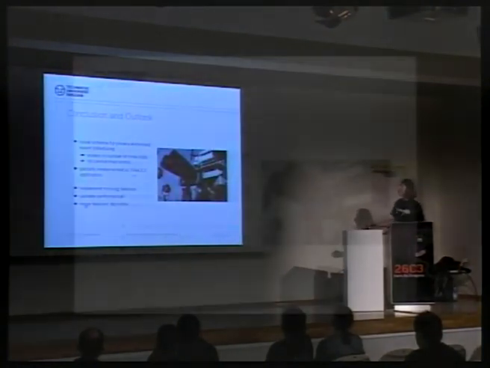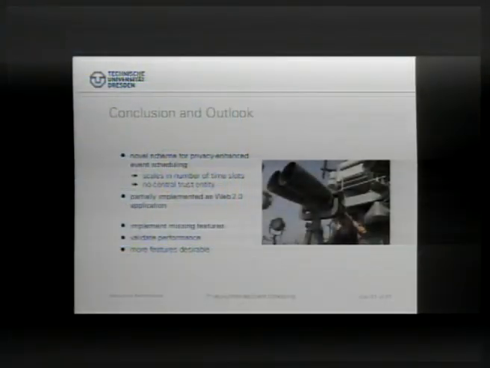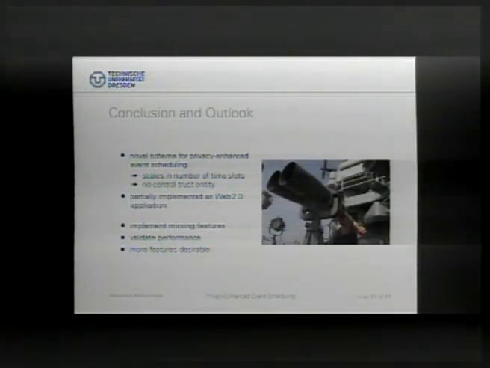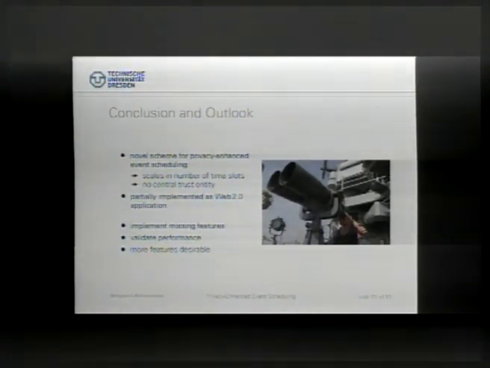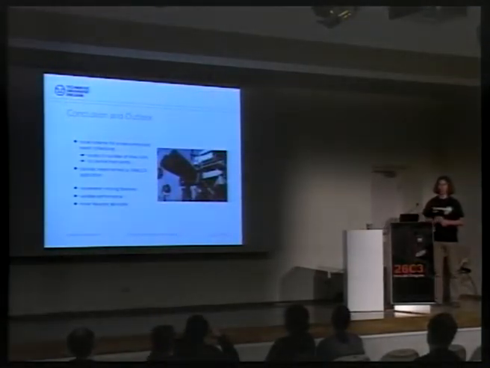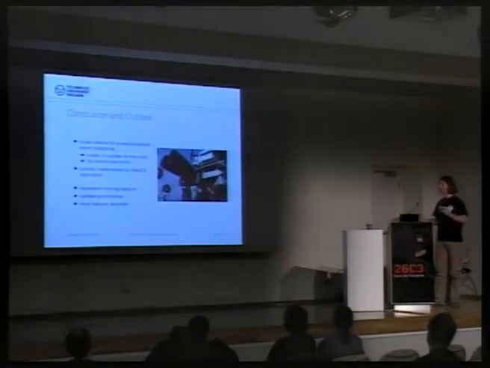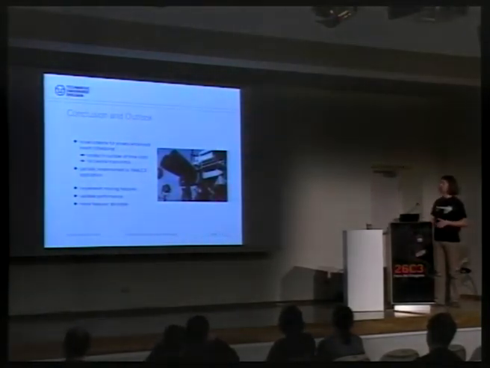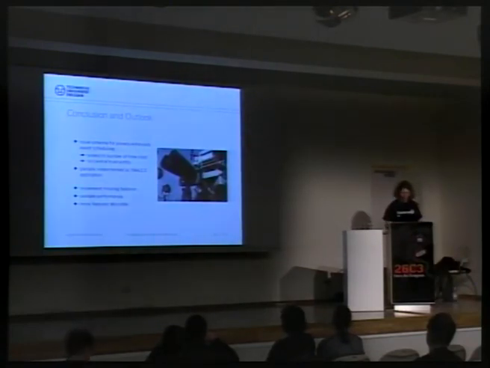So it's a novel scheme for privacy-enhanced event scheduling. It scales in the number of time slots without any central trust. I already implemented it, and what I want to do next is implement the missing features, then make some performance measurements, because there are other schemes, real e-voting schemes, you can find on the net. And just look how this scales against this one. And I have some more features, as I already said.